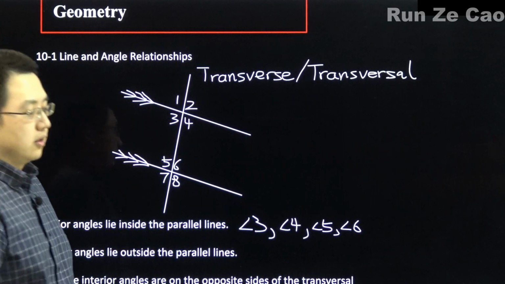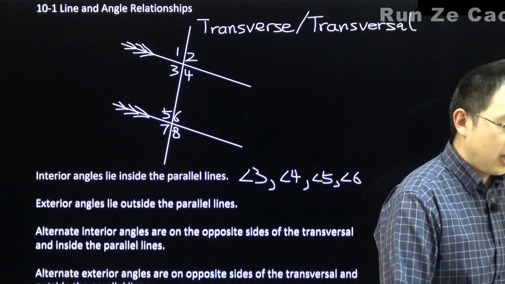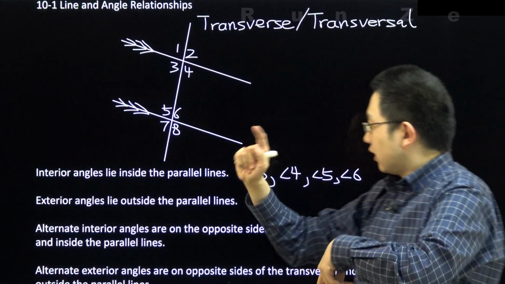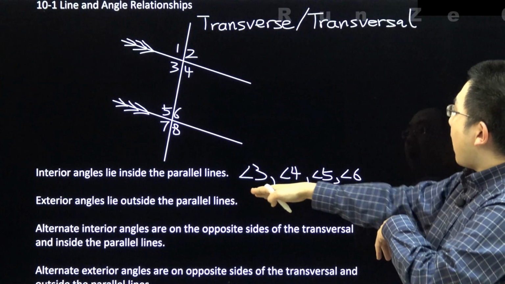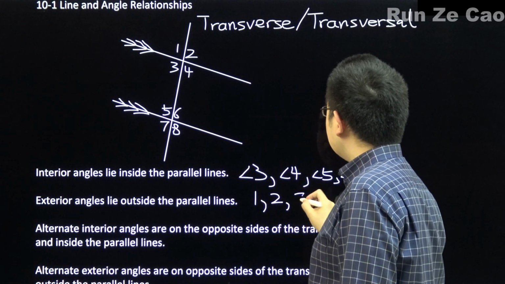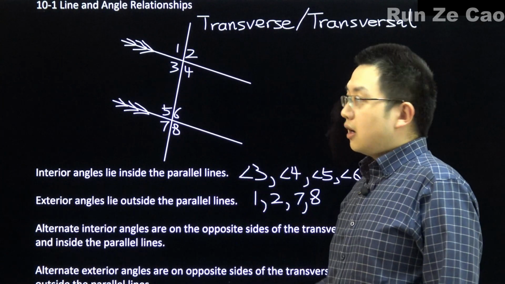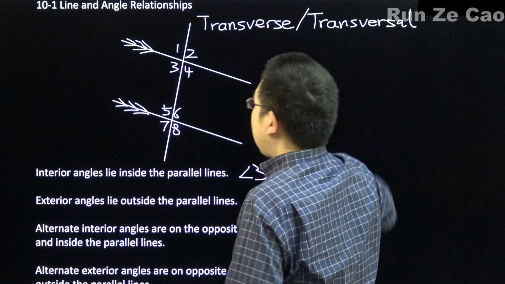This is taking us a little bit longer than I would like. So, how about we just say where the numbers are? In other words, exterior angles lie outside the parallel lines. Well, that's going to be 1, 2, 7, and 8. So it's where 1, 2, 7, and 8 are. They're outside the parallel lines.